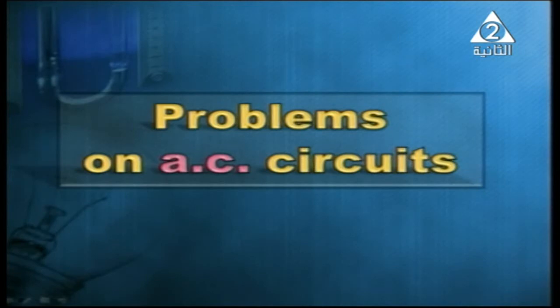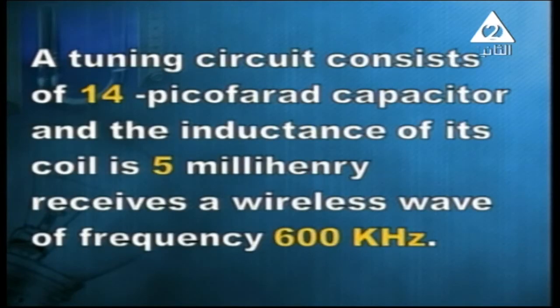Problems on AC circuits. First problem: a tuning circuit consists of a 14 picofarad capacitor and the inductance of its coil is 5 millihenry. So capacity is given, 14 picofarad. Pico is multiplied by 10 to the power of negative 12. Inductance is equal to 5 millihenry. Milli is converted into Henry, multiplied by 10 to the power of negative 3.